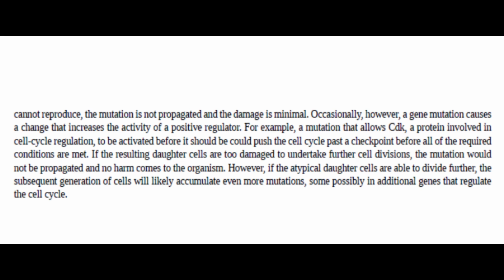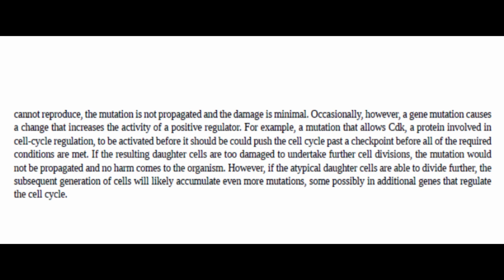Occasionally, however, a gene mutation causes a change that increases the activity of a positive regulator. For example, a mutation that allows CDK, a protein involved in cell cycle regulation, to be activated before it should be, could push the cell cycle past a checkpoint before all of the required conditions are met. If the resulting daughter cells are too damaged to undertake further cell divisions, the mutation would not be propagated and no harm comes to the organism.